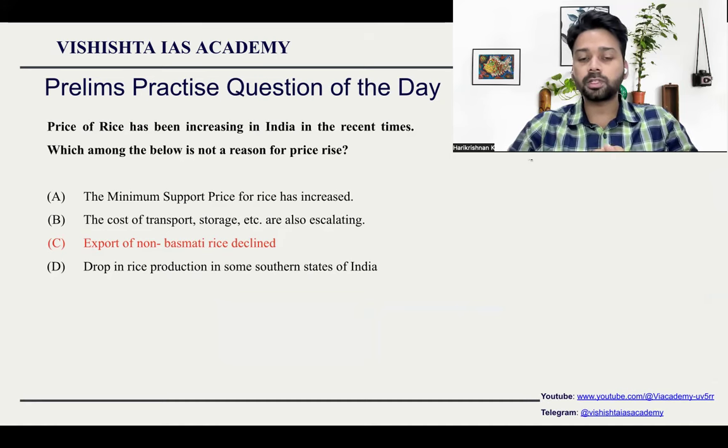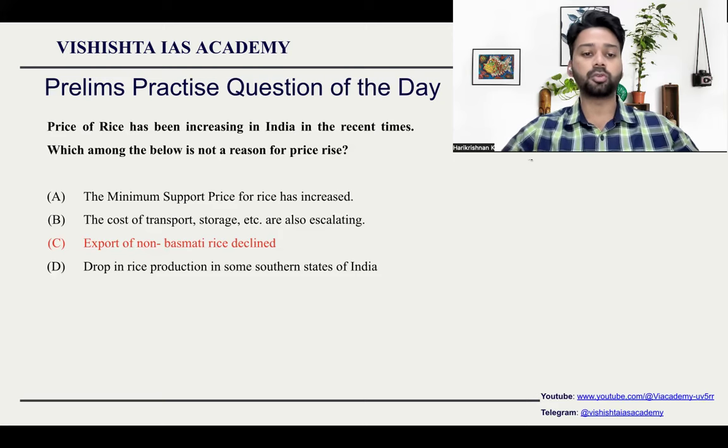So whenever we get such questions, we need to study the statements very clearly. First statement, the minimum support price for rice has increased. Even if you do not know whether they have increased it or decreased it, just check whether this statement can be correct or not. For example, if the minimum price of rice has been increased, then the farmers are going to get more money and the government is going to take the rice at higher cost. So they will be selling in the market also at higher cost, right? So this might result in price rise. So this will be a reason.